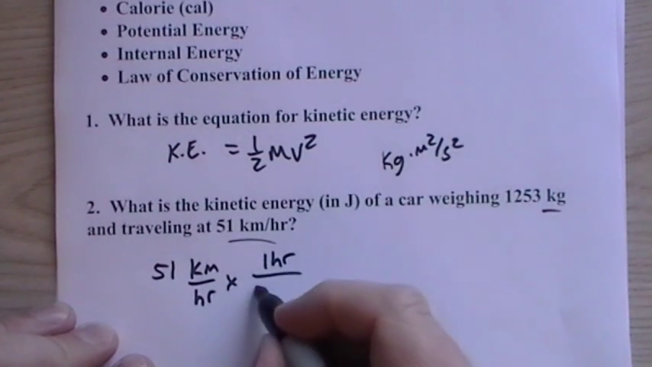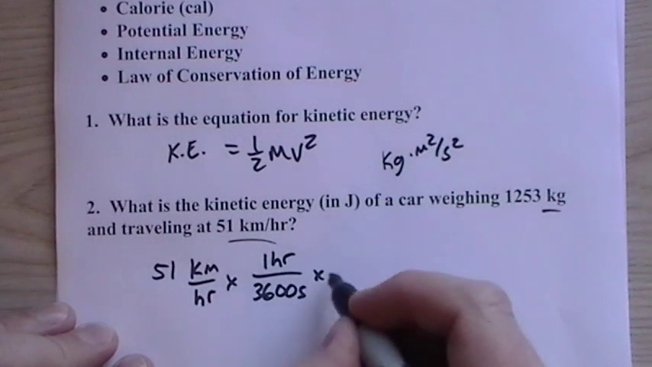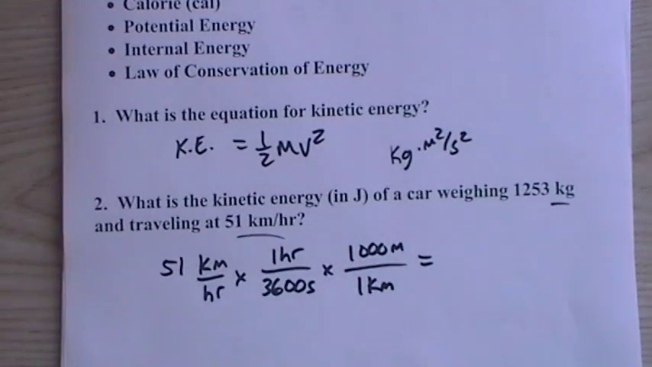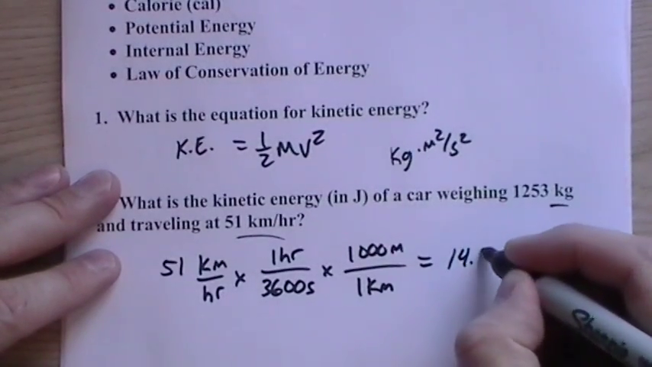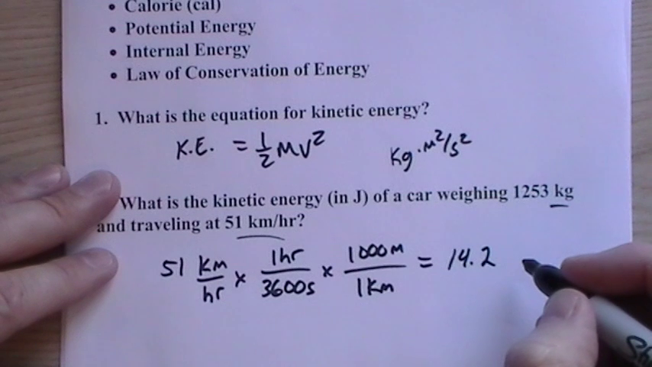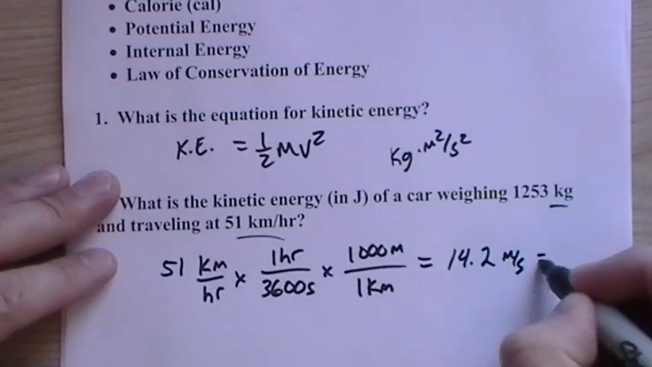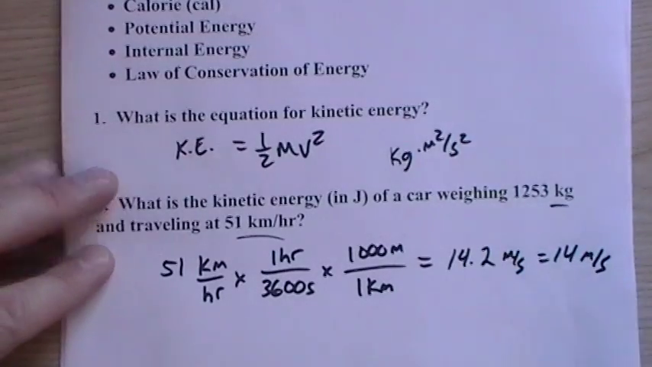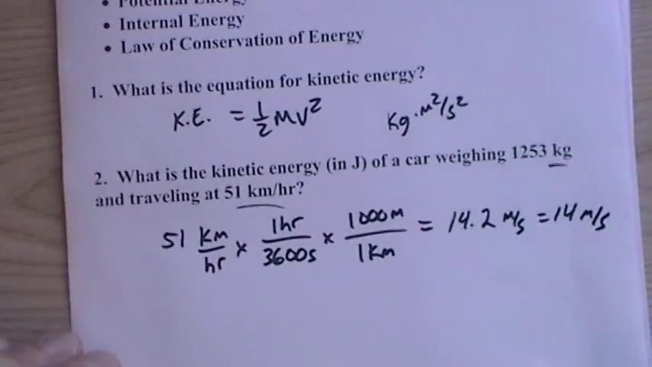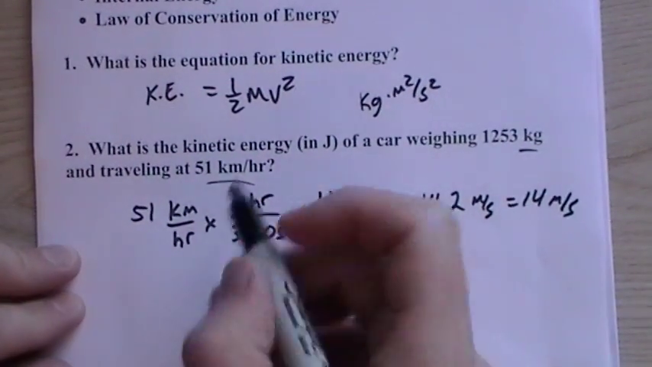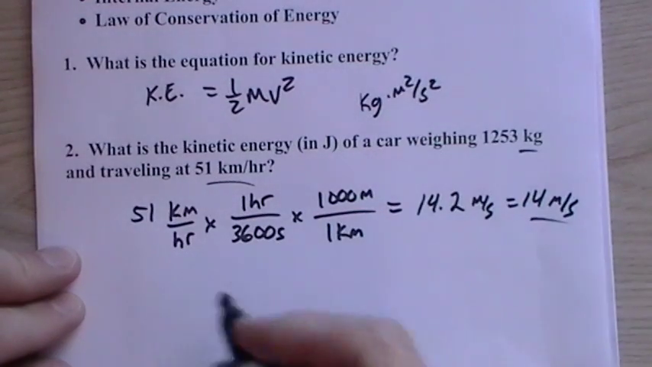So some chapter 1 stuff, actually. So kilometers, and then seconds, and this comes up to be 14.2. And actually, we have to change this, and that's meters per second, so it's actually 14 meters per second. I don't think that's going to have too much of an effect, but I gave you 51 kilometers per hour, so it wasn't 51.0, so we have to go with this.